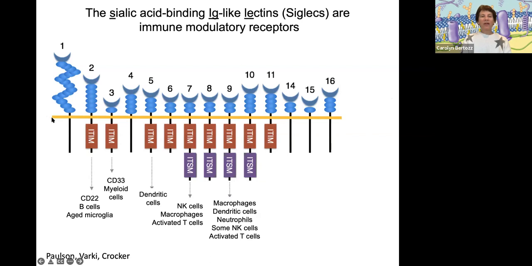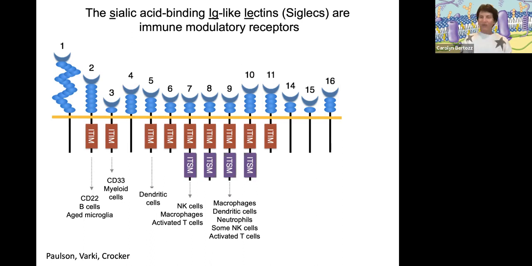And they're shown here in their cartoon form as transmembrane domain proteins, where the yellow line is the plasma membrane. And outside the cell, each member of the Siglec family has a variable number of immunoglobulin domains, Ig domains, capped with a domain that binds sialoglycans.